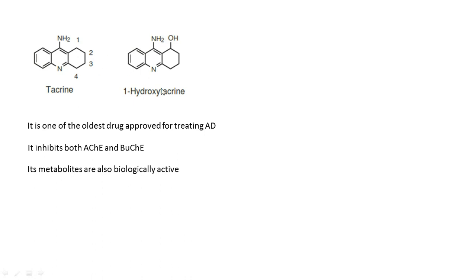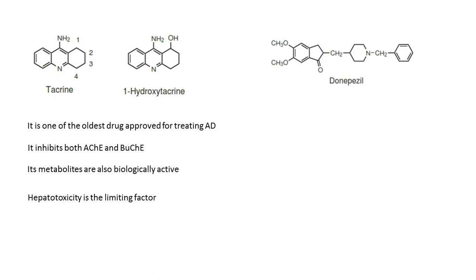This is Tacrine. 1-hydroxytacrine is the metabolite of tacrine, which is almost equipotent with tacrine as far as biological activity is concerned. It has one problem: hepatotoxicity is the only limiting factor for this. Next one is donepezil. It's again non-classical and non-reversible. Non-reversible, why? Because it sticks to the receptor so strongly that it takes hours for release of enzyme or reactivation of enzyme. So it is not truly non-reversible, but its duration of activity is very high.